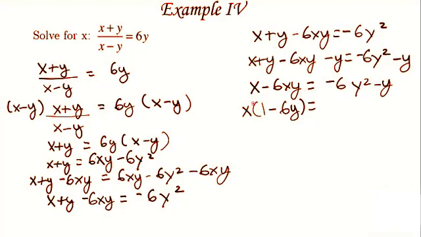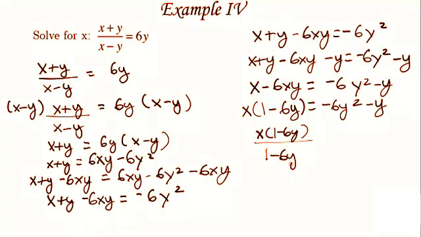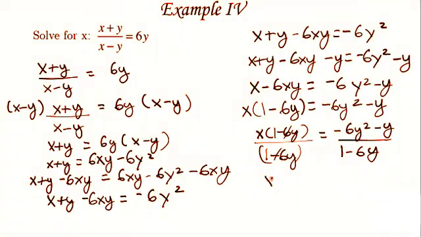So now that I have the x separated out here, I can move this term over to the right side. I'm going to handle that just like I usually do by doing the opposite operation. So I'm going to divide by 1 minus 6y, divided by 1 minus 6y on both sides. These cancel out, and now I have x equals minus 6y squared minus y over 1 minus 6y.